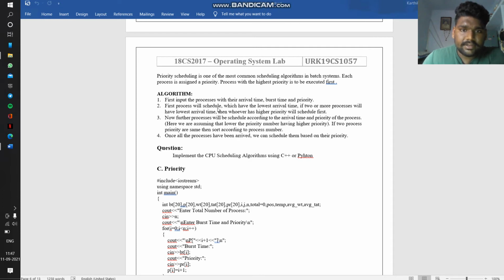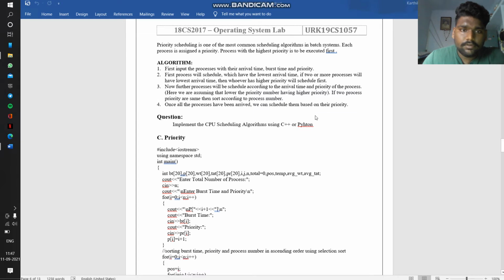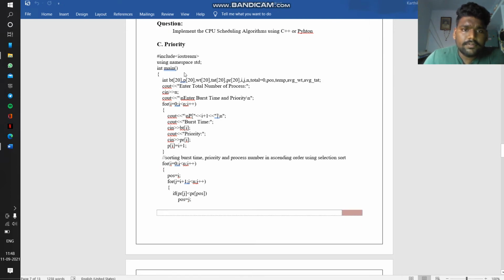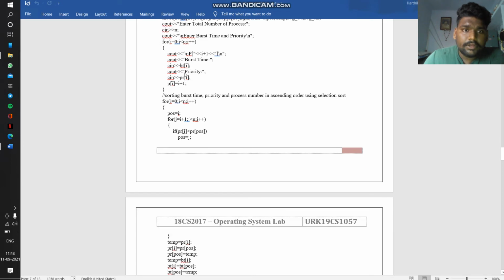The first process to be scheduled is the one which has the lowest arrival time. If two or more processes have the lowest arrival time, then whichever has higher priority will be scheduled first. Now further processes will be scheduled according to the arrival time and priority of the process. Here we are assuming that a lower priority number means higher priority. If two processes have the same priority, then sort according to process number. The final one, once all the processes have arrived, we can schedule them based on their priority. This is the C++ code for priority scheduling.